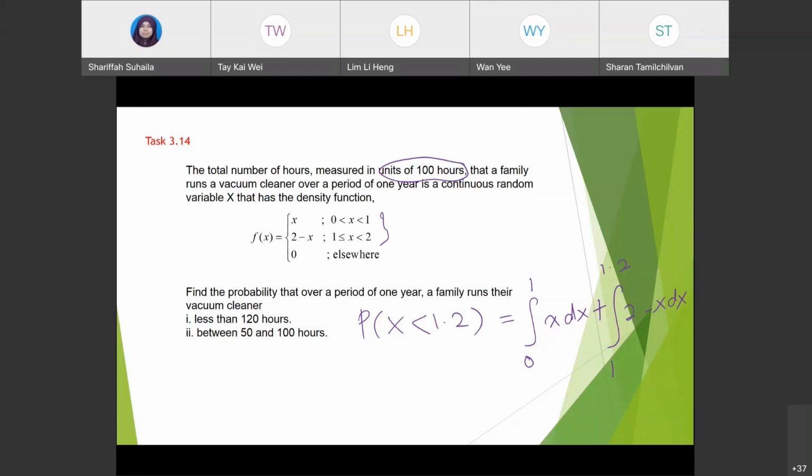Don't solve it like this, this is wrong. It is not X less than or equal to 1.1. You want to find probability X less than 1.2. Since this is a continuous random variable, either with equality or without equality is the same thing. You will integrate over the same range. So 0 up to 1, 1 up to 1.2. If we solve this, we get X squared over 2 from 0 to 1, plus 2x minus x squared over 2 from 1 to 1.2.